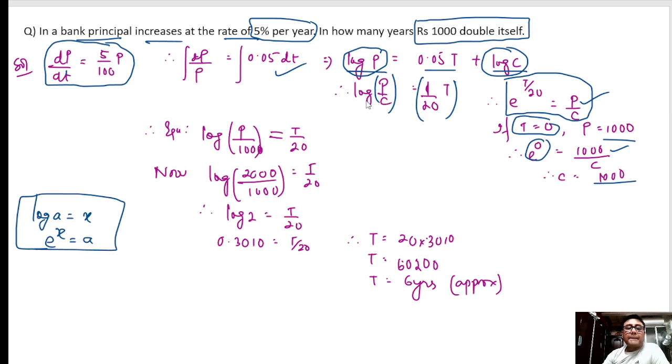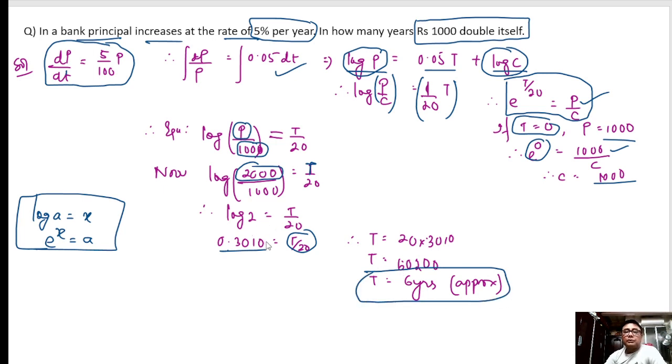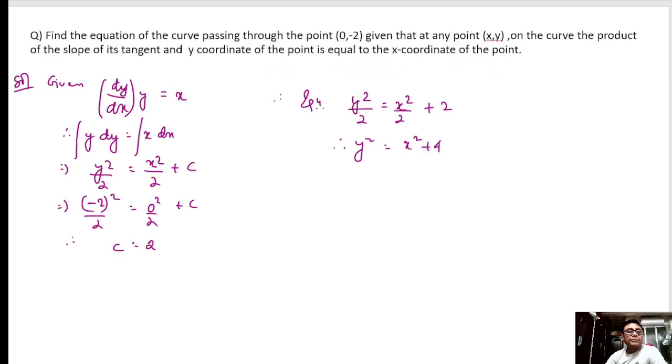So here we have put the value of c. Now this p, they are telling, will become double, so 2000. So log of 2000 by 1000 is t by 20. So log 2, which is 0.3010, is t by 20. So t can be calculated. It is coming to approximately 6 years. So this is how we do the calculation.